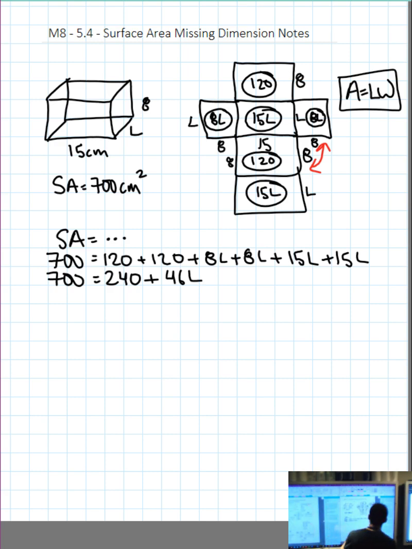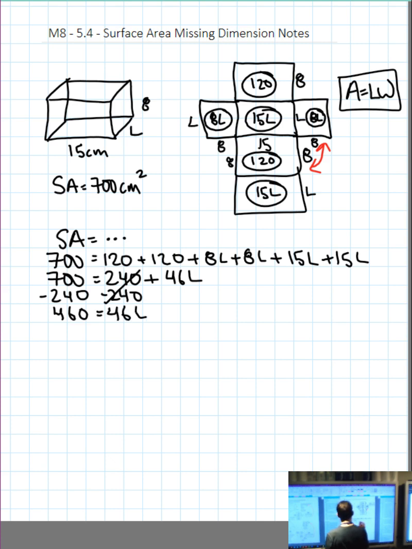Now we're going to see some algebra, which we may or may not have seen in elementary school. So this will be learned later in Equations, chapter 10. But I'm just going to show you how. So we want to treat an equal sign like a scale. I'm going to subtract, I'm going to take off 240 from both sides. 700 minus 240 is going to be 460. And 240 minus 240 is gone, so it's equal to 46L.